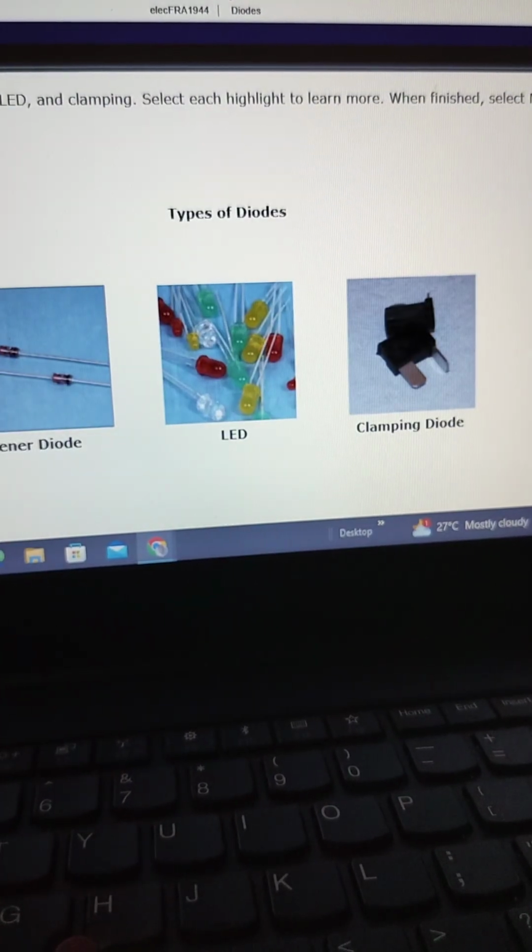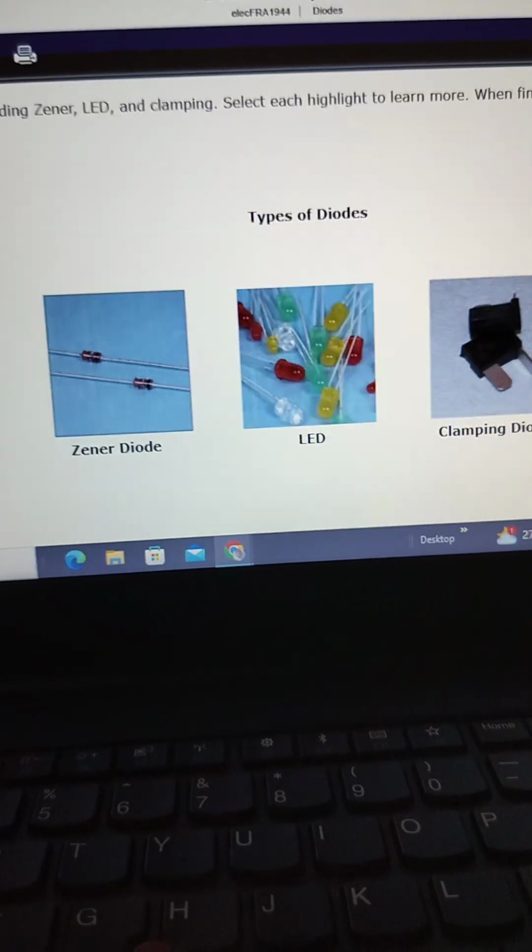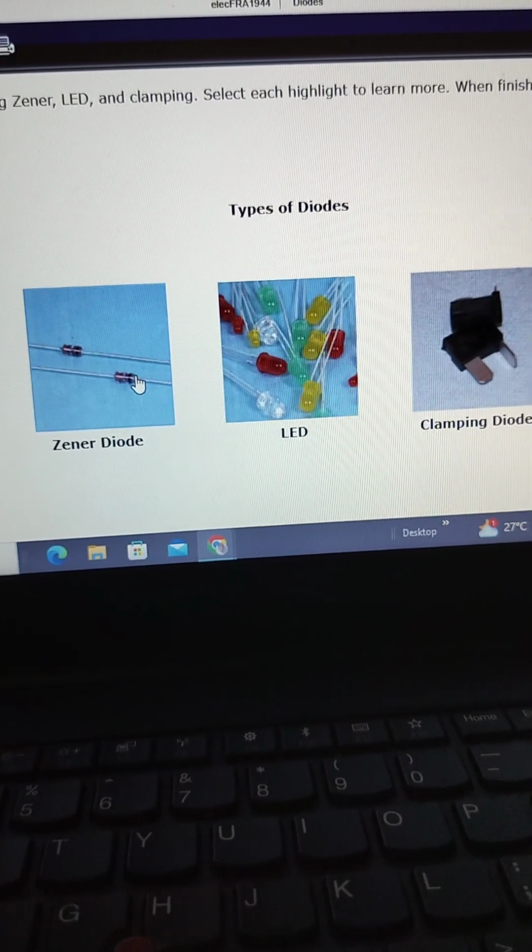There are several types of diodes, including Zener, LED, and clamping. Select each highlight to learn more.